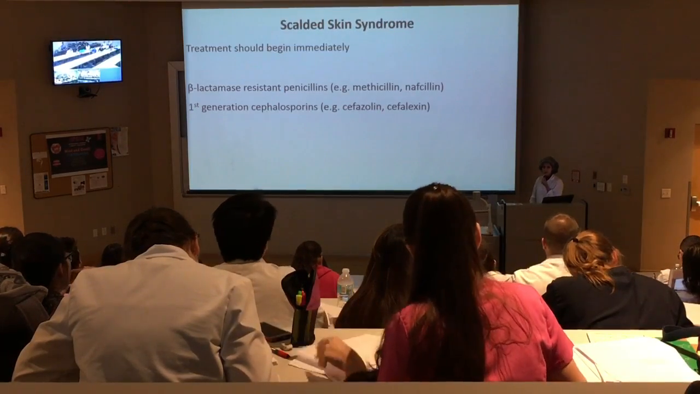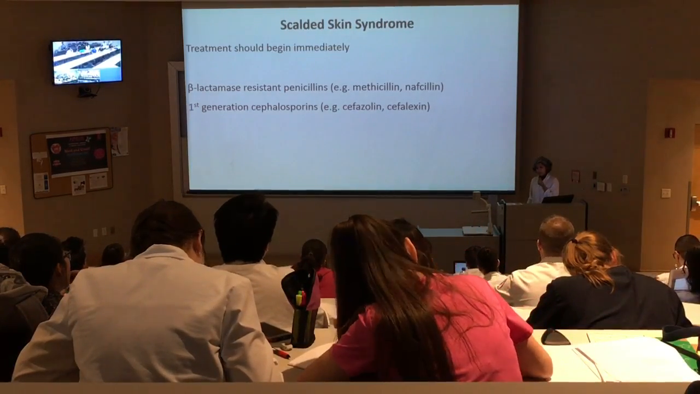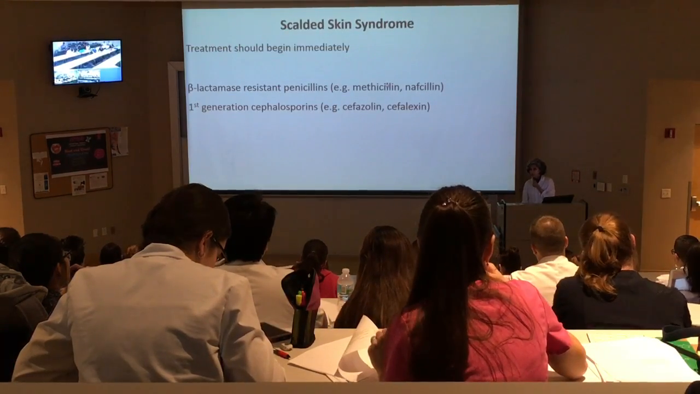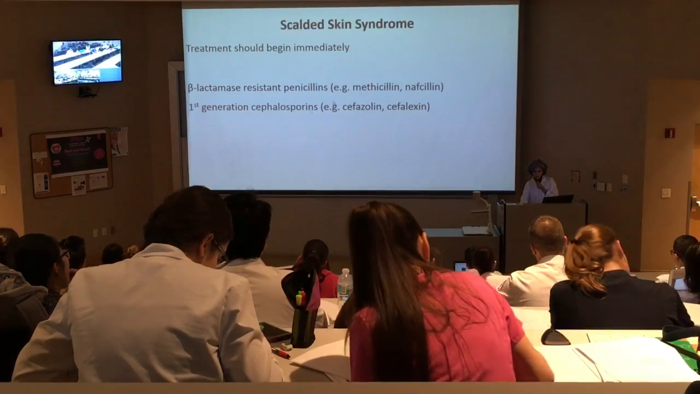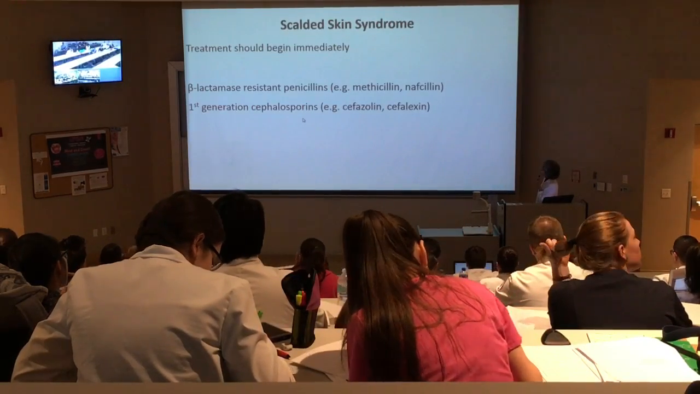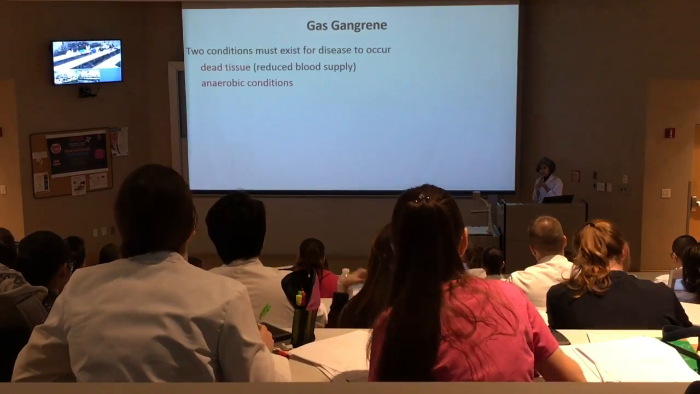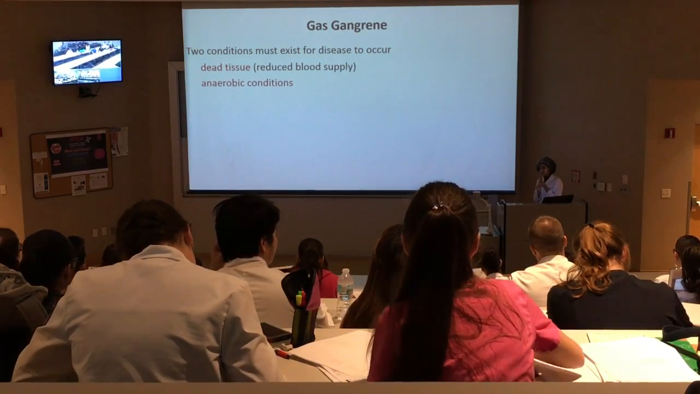Typically you give them beta-lactamase resistant penicillin, such as methicillin, ampicillin, etc. These are your beta-lactamase resistant penicillins. You can also give them first-generation cephalosporins. So that's your scalded skin syndrome. Gas gangrene: which organism causes it?